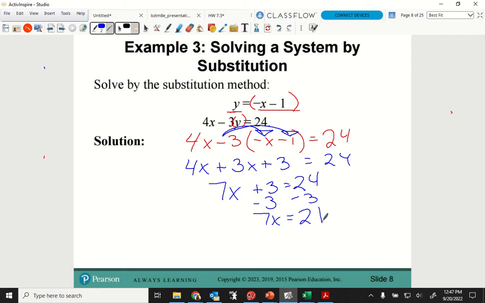Okay, now that 7 is multiplying by the x. So I gotta undo that. What is the opposite of multiplication? Division. So I'm dividing both sides by 7. So 21 divided by 7? 3. 3 is the number.